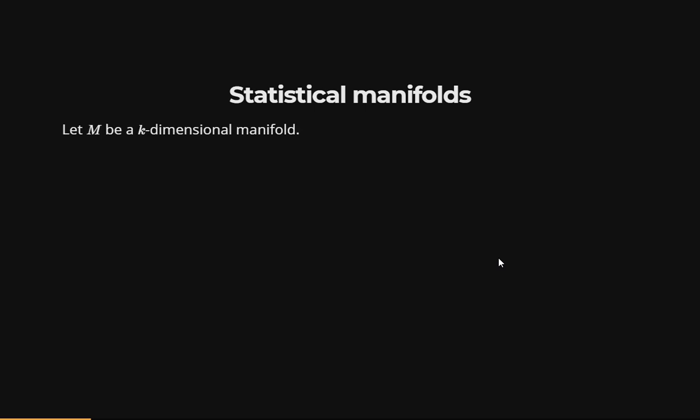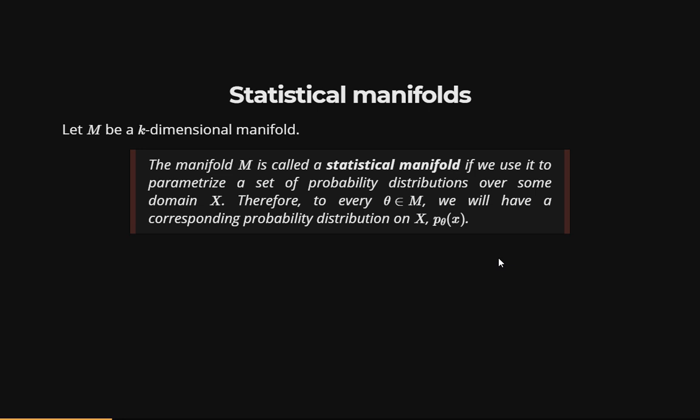So we take a k-dimensional manifold, and let's say that we call it a statistical manifold if we use it wisely, in a way, to parameterize a set of probability distributions over some domain X. Therefore, for every theta in M, I will call it theta because P will be for the probability, we will have a corresponding probability distribution on X, which will be P theta of X.